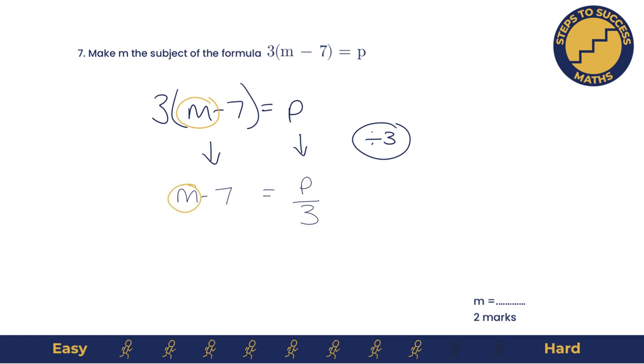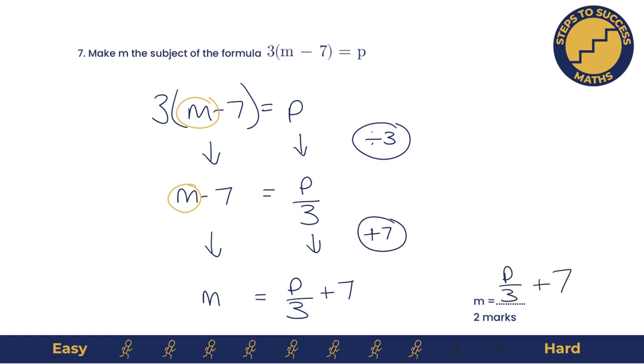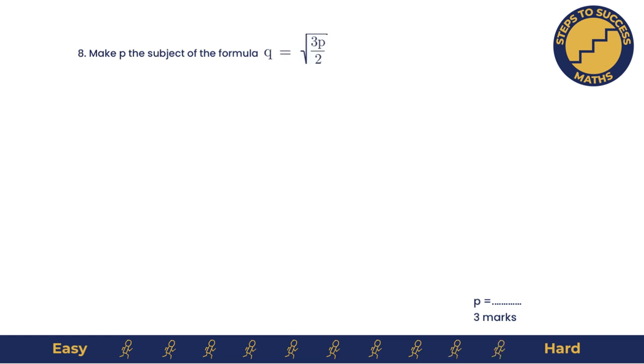Now you've got rid of the bracket, you can get rid of this minus 7. So the opposite will be to add 7. So M equals P divided by 3 plus 7. Make sure you put the plus 7 clearly after the fraction. You don't want it to look like it's part of the fraction.